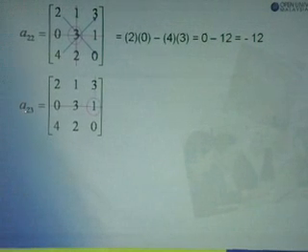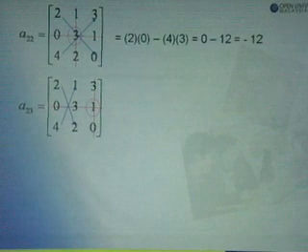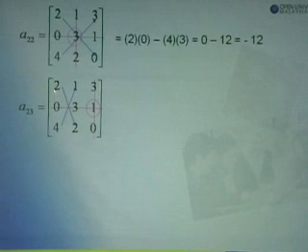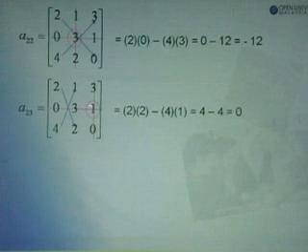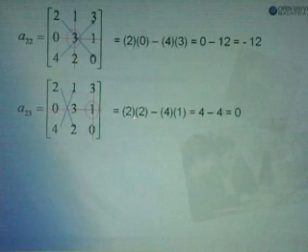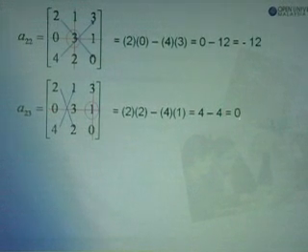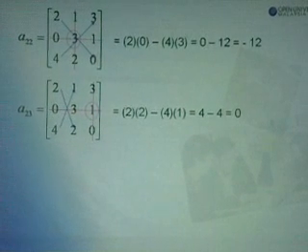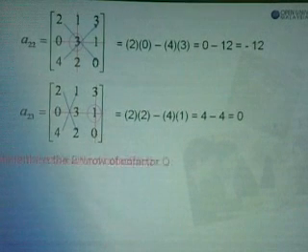Next, the third element, row 2, column 3. Circle the element at row 2 and column 3. So we have 2 times 2 minus 4 times 1. So 2 times 2 equals 4. 4 times 1 equals 4. 4 minus 4 equals 0. So we have all three elements of the minor of Q.